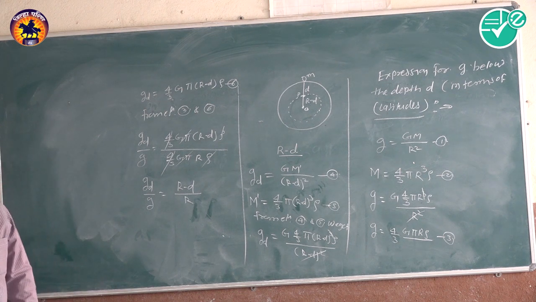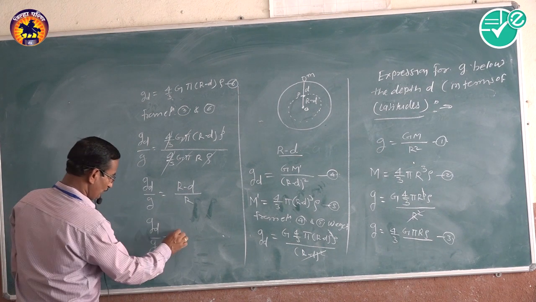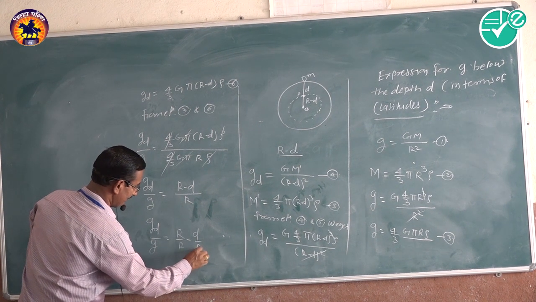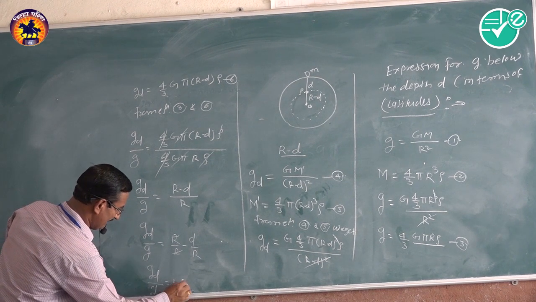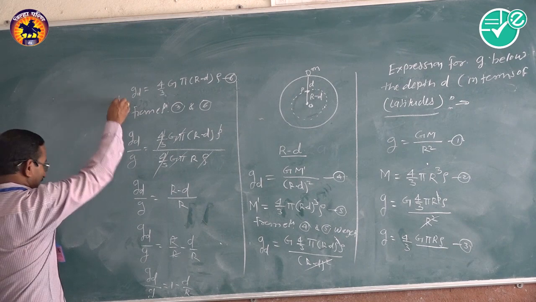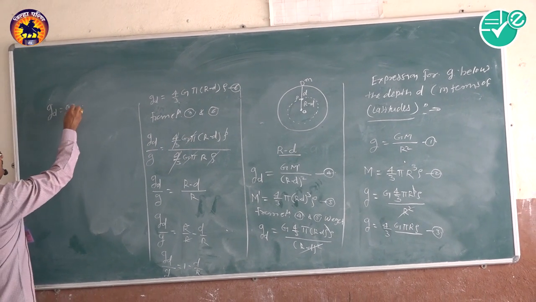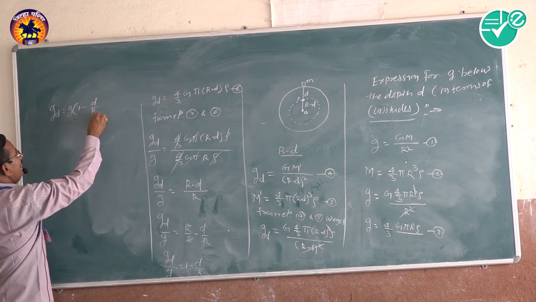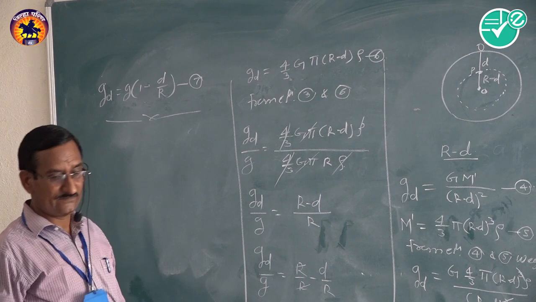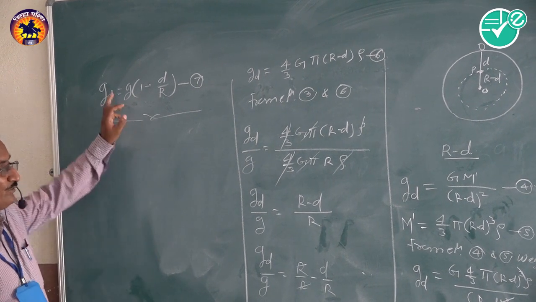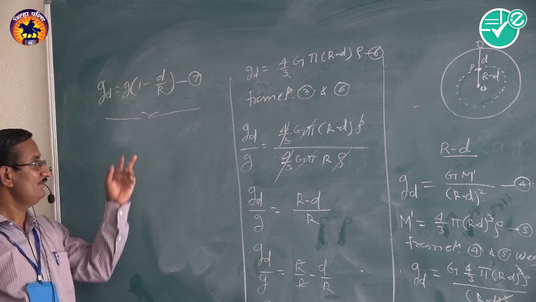Then this equation is simplified, that is g_d by g is equal to R by R minus d by R. Here R gets cancelled, and g_d by g is equal to 1 minus d by R. Then again, this equation is simplified for g_d. Then g_d is equal to g in bracket 1 minus d by R, and that is the required expression for the acceleration due to gravity below the surface of Earth at a point P from the surface of Earth.